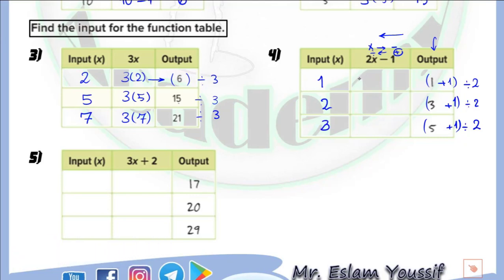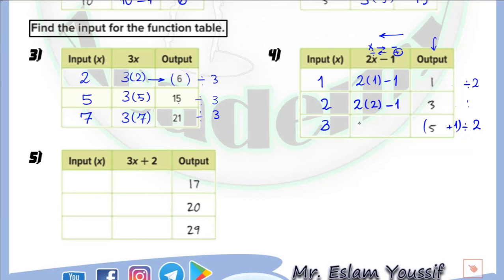Check your answer now. Just replace x with 1. So 2 multiplied by 1 minus 1. 2 times 1 equals 2. Minus 1 equals 1. That's the output, which is 1. Now again, one more time: 2 multiplied by 2 minus 1. 2 times 2 equals 4. Minus 1 equals 3. And that will be the output.